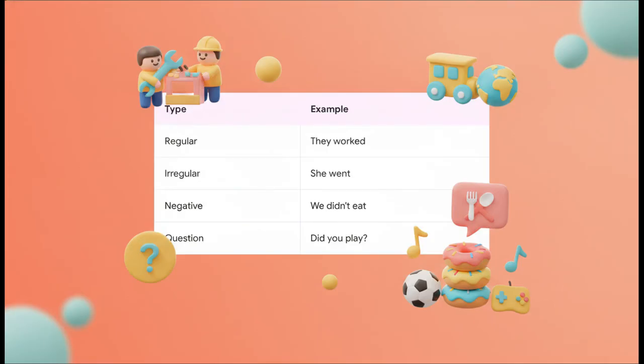Just look at how much you've learned today. Let's do a really quick recap. You now know how to talk about finished actions using regular verbs with ed, like they worked. You know about irregular rule breakers, like she went. You know negative sentences that use the base verb, like we didn't eat. And you know exactly how to make questions, like did you play?